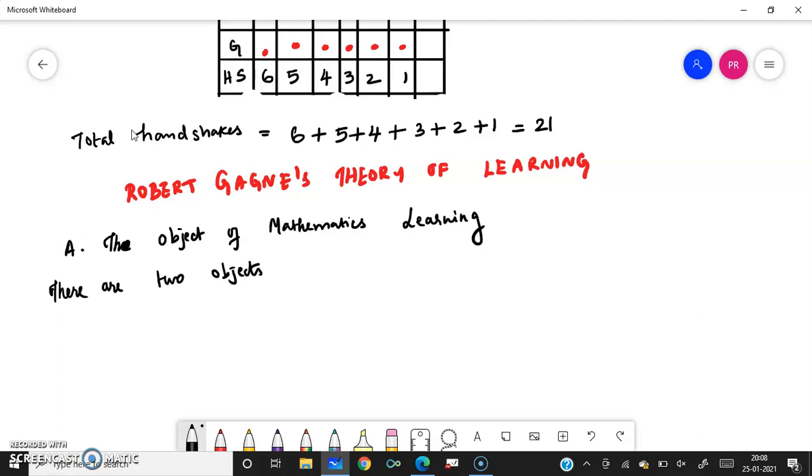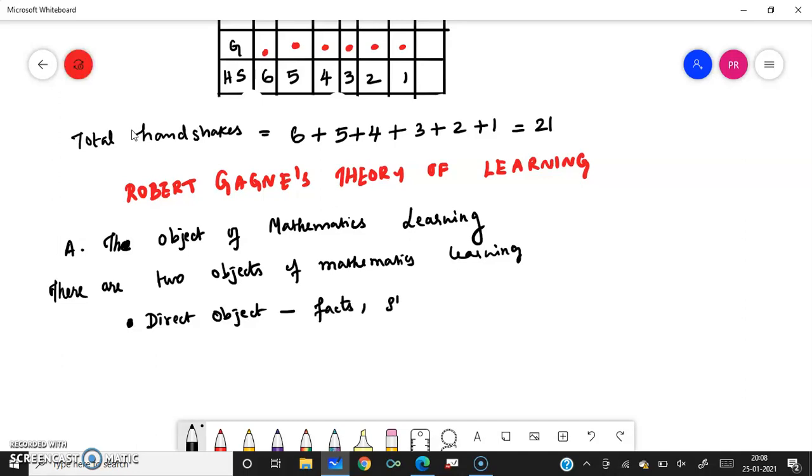There are two objects of mathematics learning. What are they? The first one is the direct object. What do you call it as a direct object? You can call it as facts, skills, mathematical skills and concepts. So this is the mathematical concepts, and principles.